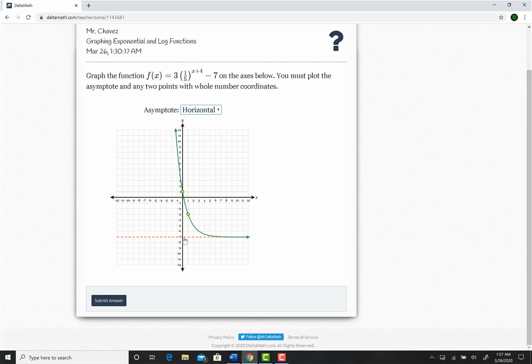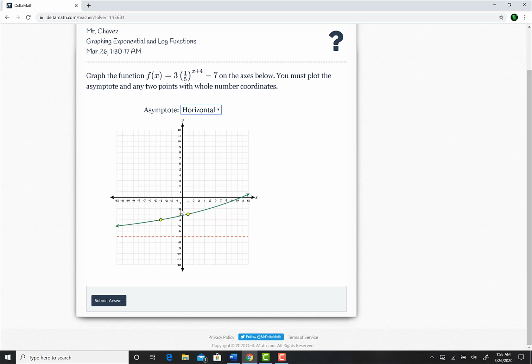And next we said, what did we say? That x plus 4 means horizontal shift 4 to the left. If you think it's easier, you can just zero this out. -4 plus 4 is 0. Anything raised to the 0 is 1. 3 times 1 is 3. 3 minus 7 is -4. So I'm going to have a point at -4, -4. Bam.